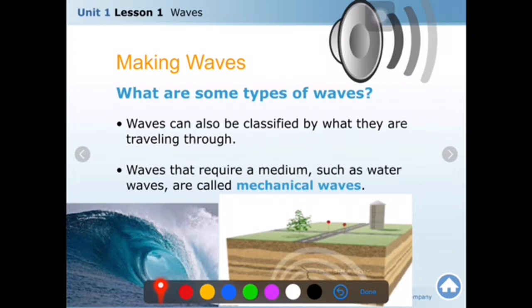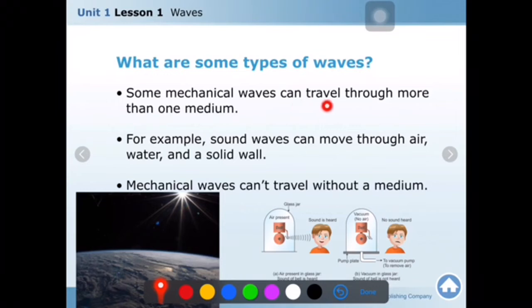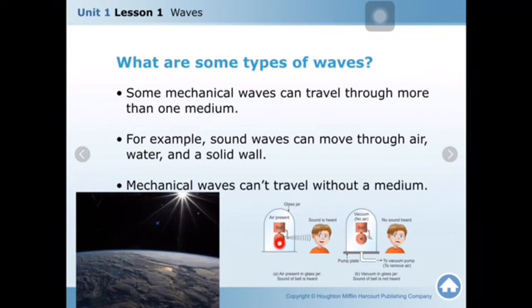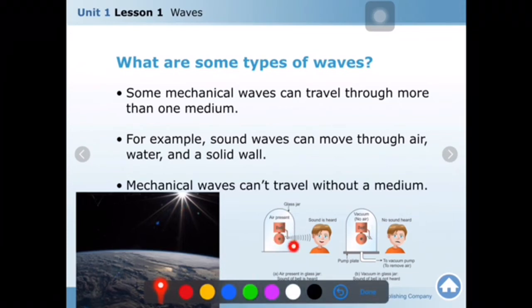Some mechanical waves can travel through more than one medium: solid, liquid and gas. For example, sound waves can move through air, water and a solid wall. Mechanical waves cannot travel without a medium. Over here you are able to see that sound waves are not able to move from the vacuum to the outside because there is no air inside the vacuum. That's why the sound is not transferred to the outside. If it is filled with air or water, definitely the sound will reach the outside.